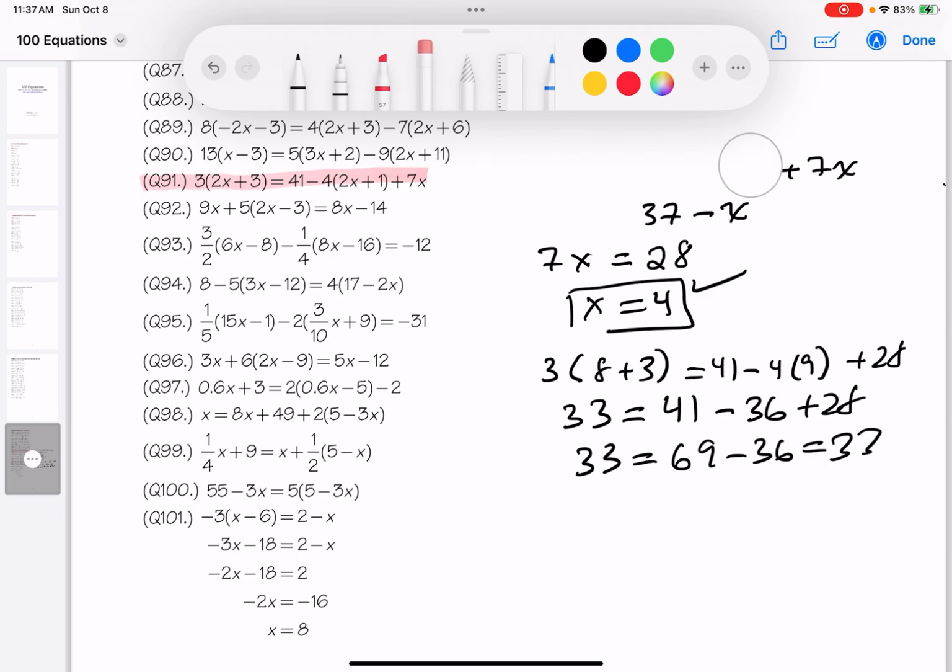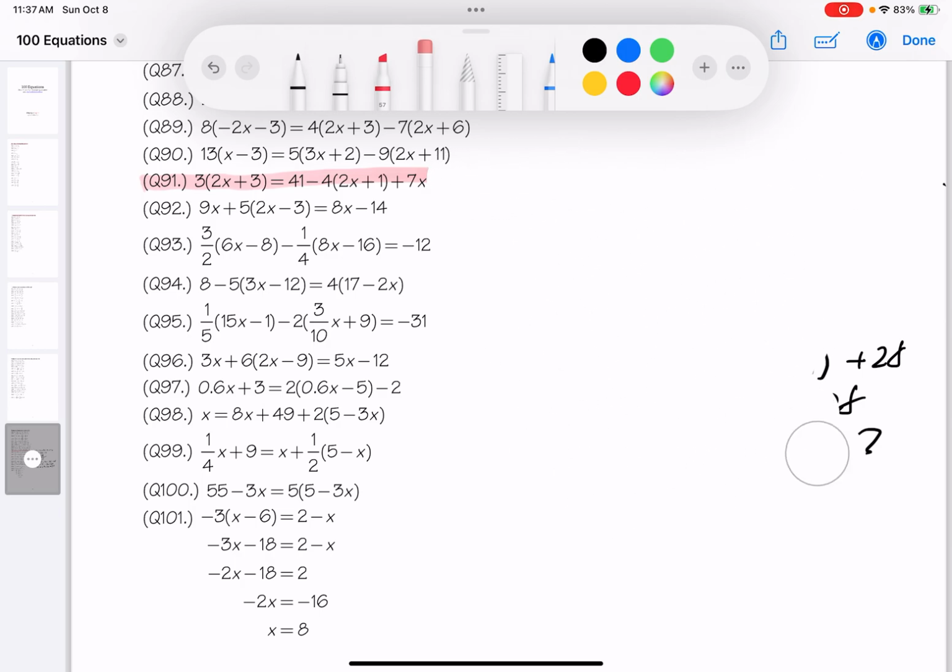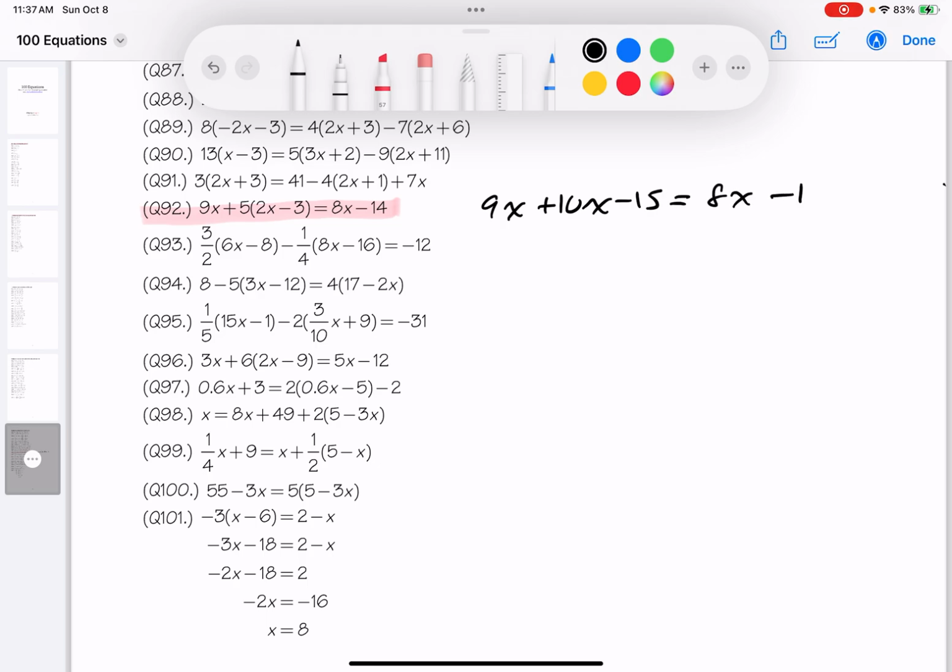So what are we going to do now? We're going to move on. Next question. What's the next one? 92. The reason I'm highlighting is so I don't forget what I'm doing, by the way. Let's put this one down. What do you get? 9x plus 10x minus 15 equals 8x minus 14. What do you get there? 19x minus 15 equals 8x minus 14.